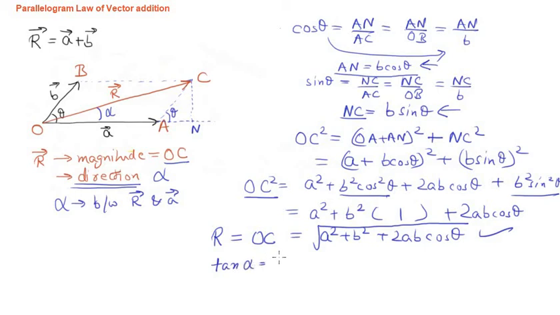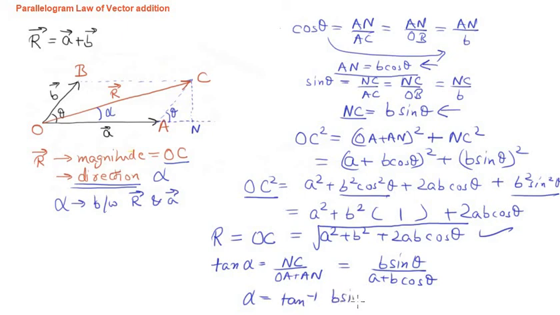Now in order to find out alpha, we need to find out the value of tan alpha. So tan alpha will be simply perpendicular by base, NC by OA plus AN. So it is B sin theta upon A plus B cos theta. So alpha will simply be tan inverse of B sin theta upon A plus B cos theta. So this is the direction of the resultant.